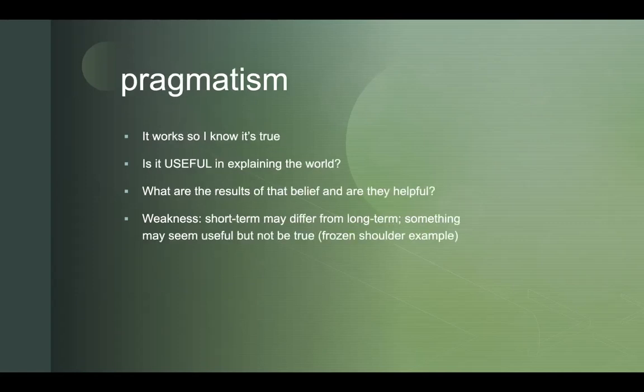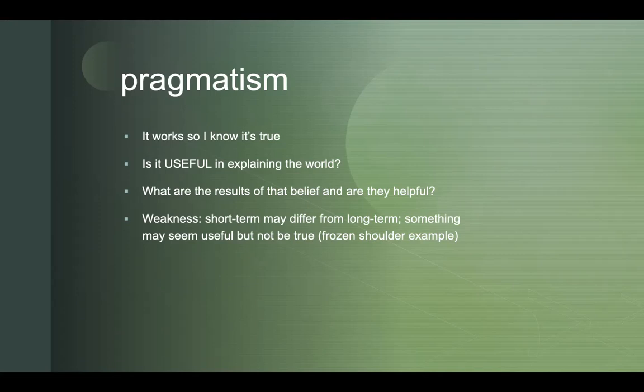Pragmatism is sort of the American way because we just love to say, well, it works. So you just do what works. That's pragmatic. And so what we measure is, is it useful in explaining the world? What are the results? Are the results helpful? And so we can be very pragmatic in how we make decisions. And we can say we use pragmatism as a method of knowing something is true. So one of the weaknesses here, though, is that the short term might differ from the long term. So it might be useful in the short term, not useful in the long term. So that doesn't necessarily mean that it is a true thing.